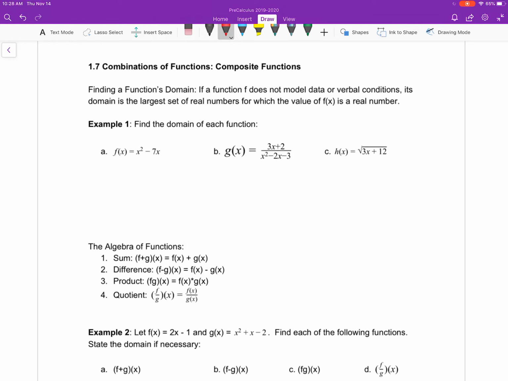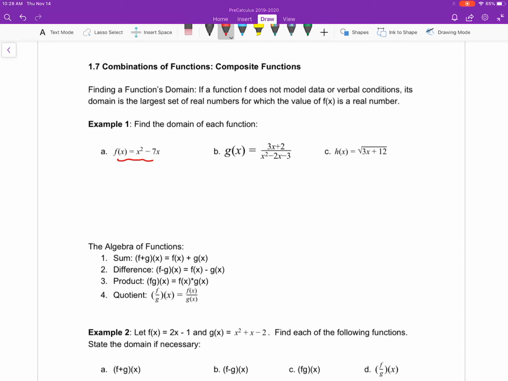Hey guys, today we're going to take a look at composite functions and combinations of functions. Starting out with domain. If a function f does not model data or verbal conditions, its domain is the largest set of real numbers for which the value of f of x is a real number. So if we are finding the domain of the function, it's anything that would make the value true.